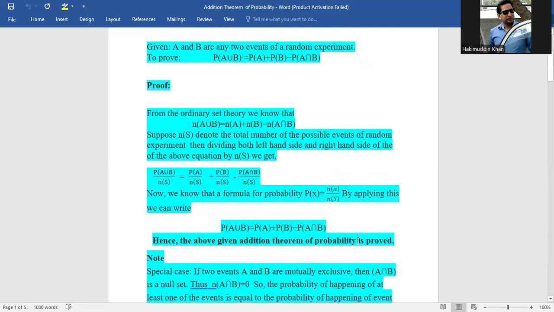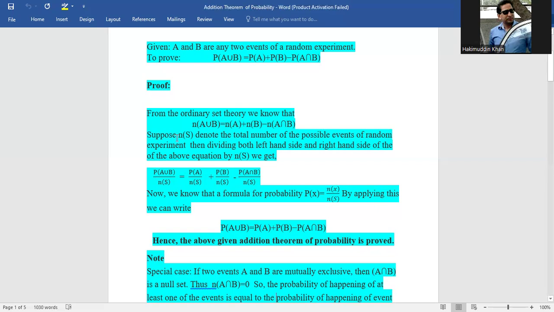From ordinary set theory, we know that, I hope everybody has the basic knowledge of set theory, or I presume that you people have learned this formula in set theory: N of A union B is equal to N of A plus N of B minus N of A intersection B. I presume that everybody knows this formula from set theory. So now how will we prove this?